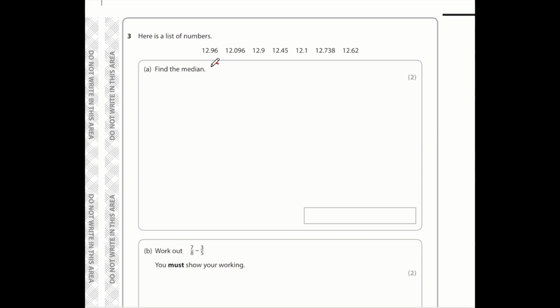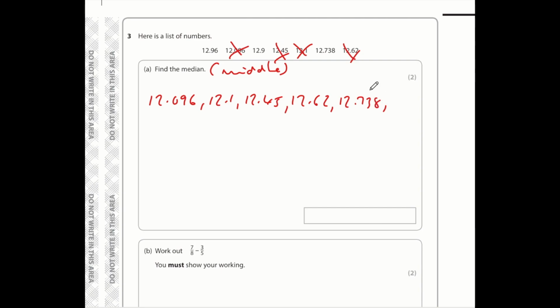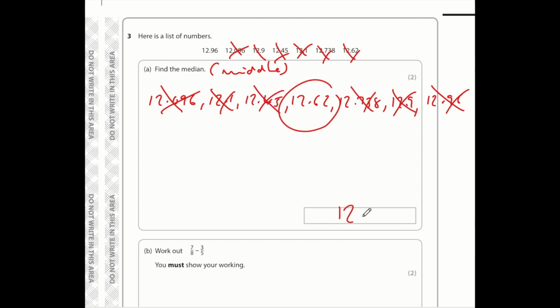Okay, so we want to find the median. Now we need to remember that the median is the value in the middle, but only when they are put in order. So smallest first. You can put biggest first if you want, but I think smallest to largest is easier. 12, the next smallest is 12.1, 12.45, 12.62, 12.738, 12.9 and 12.96. So to find the one in the middle, I'm going to cross one off the left and one off the right. I'm going to do the same again, and I've exposed one in the middle, which is 12.62. Done.